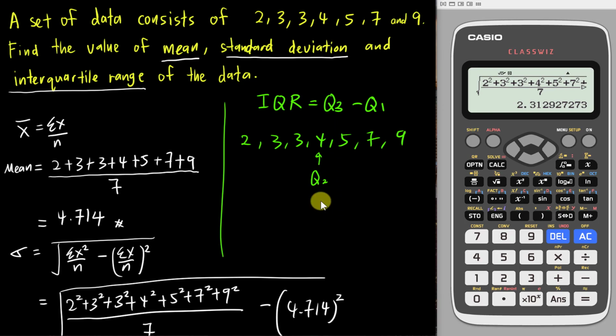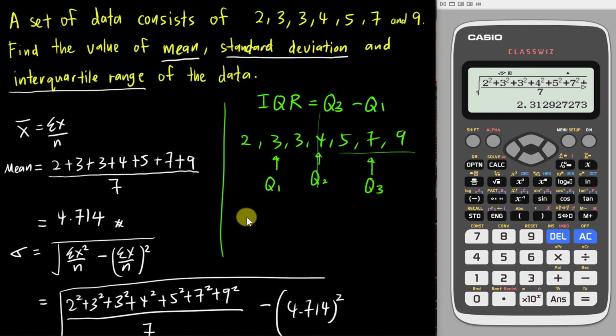So after you have the Q2 already, what you do next is you can easily find your first quartile, Q1, because if you divide this in half, right now you have 3 numbers on this side and 3 numbers on the other side. So this number will be your Q1. And this is another 3 numbers here, isn't it? So this one will be your Q3.